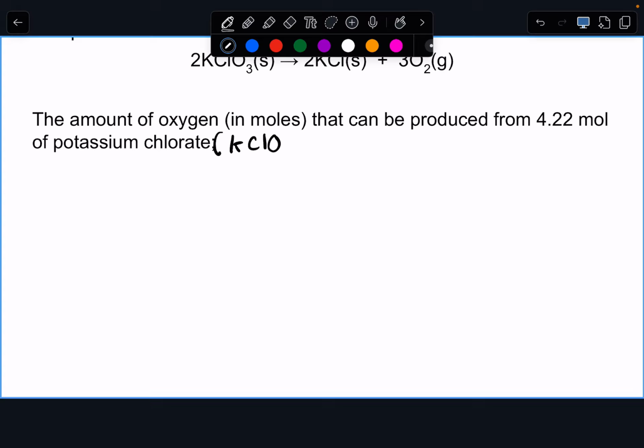In case you're not up to date on your naming, that's potassium chlorate. Chlorate's a polyatomic ion. The other one is potassium chloride because it's an element, ends in "ide."